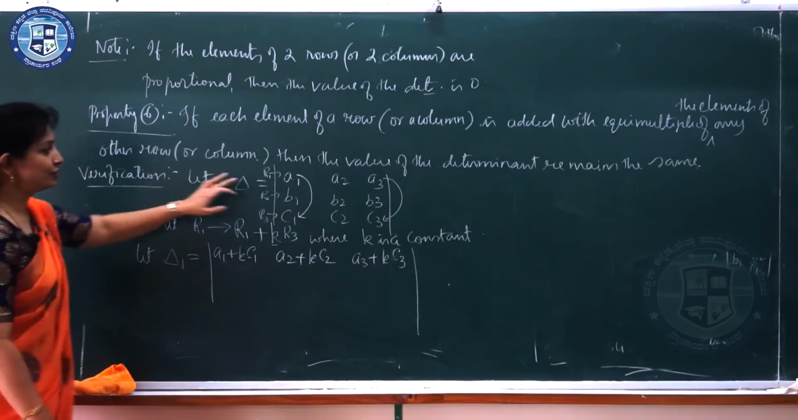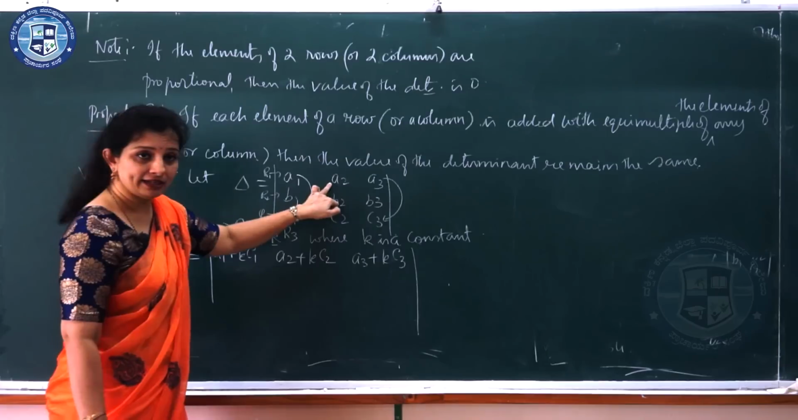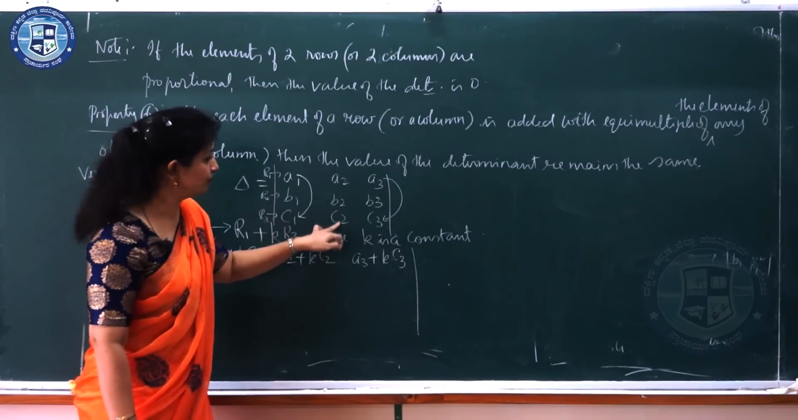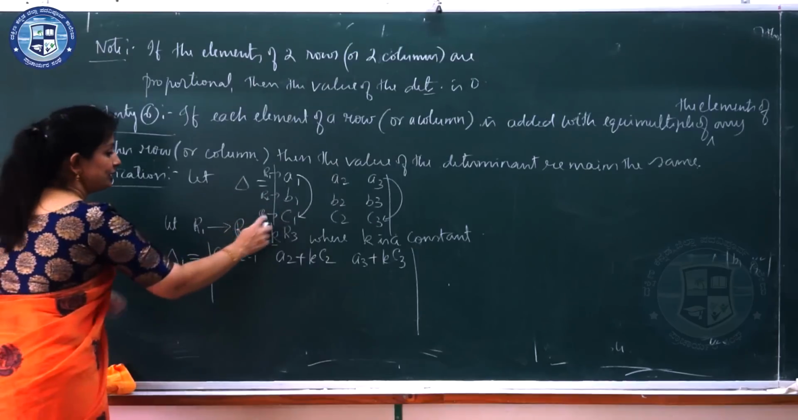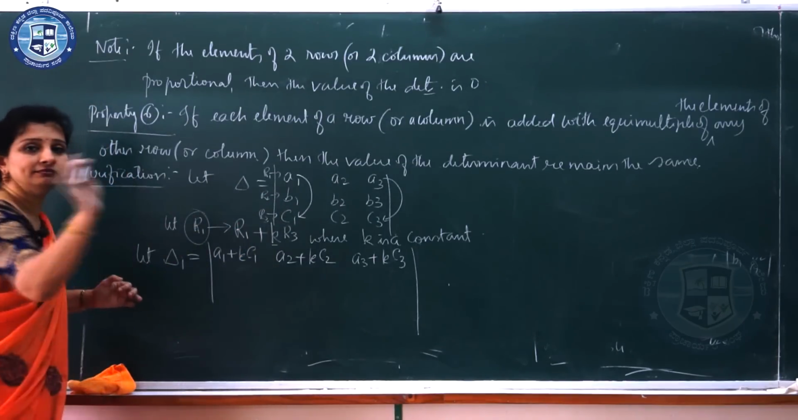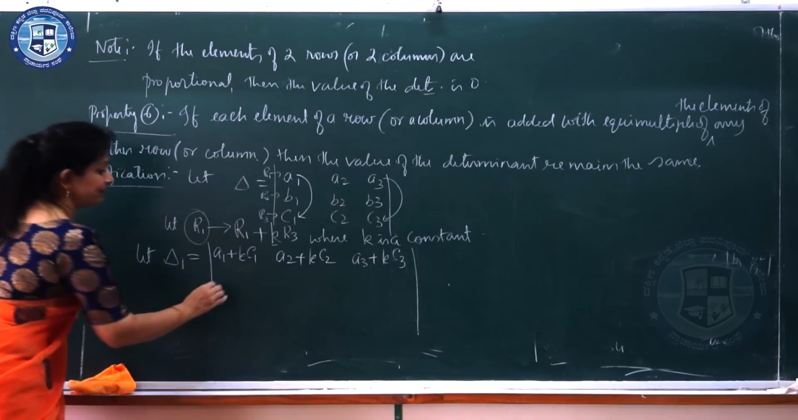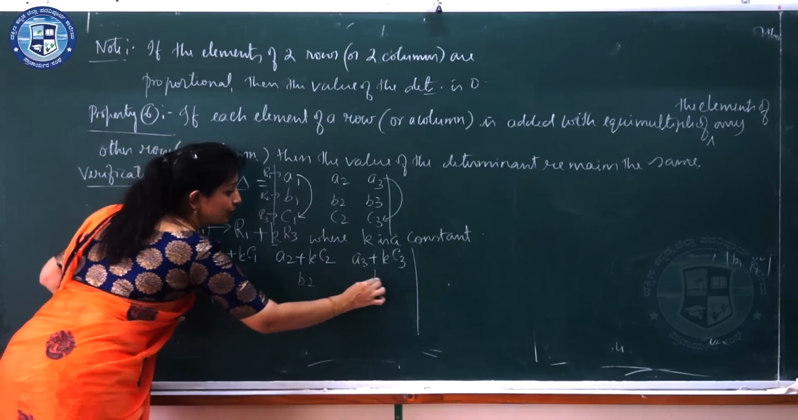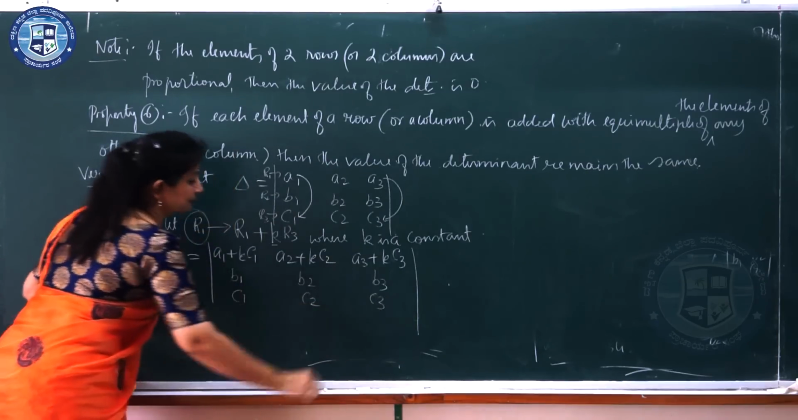That is our delta 1. The first row elements are A1 plus k C1, A2 plus k C2, A3 plus k C3. We are changing only R1, not R2 and R3. R2 and R3 we write the same: B1, B2, B3, C1, C2, C3.